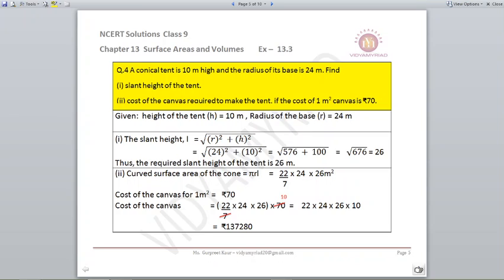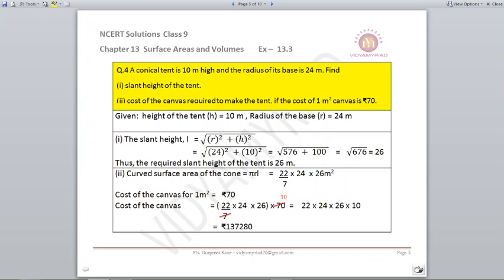Question number 4. A conical tent is 10 meter high and radius of its base is 24 meters. Find slant height of the tent. Now here they are straight away saying that we need to find out the slant height. Now we will be using that Pythagoras theorem formula, L is equal to square root of R square plus H square.